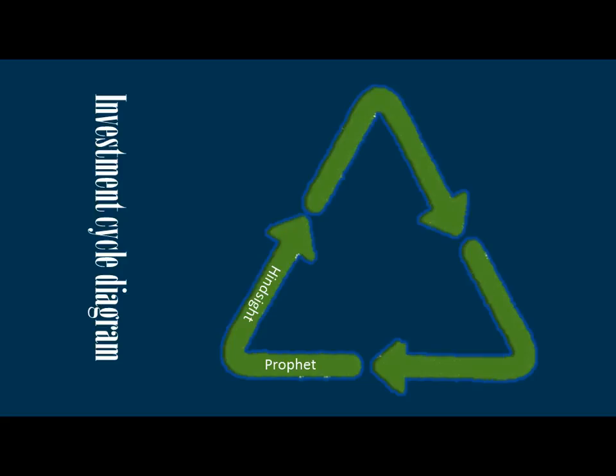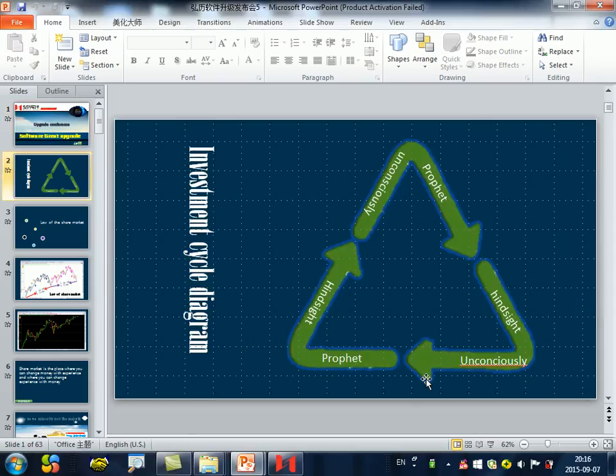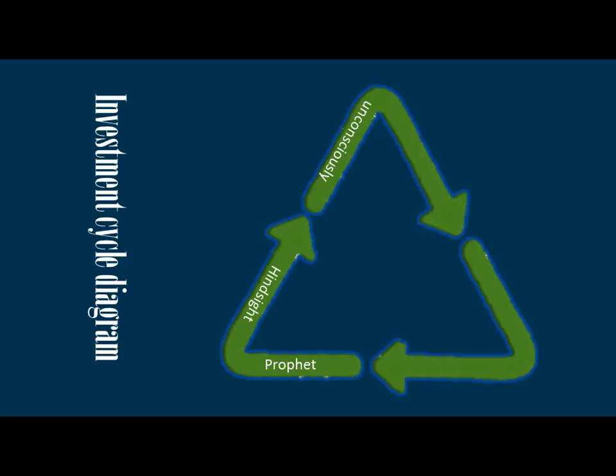So we need to discuss. There are 3 different kinds of investors. First one we call the profit. Second one is hindsight. Third is unconscious. So which one do you belong to?